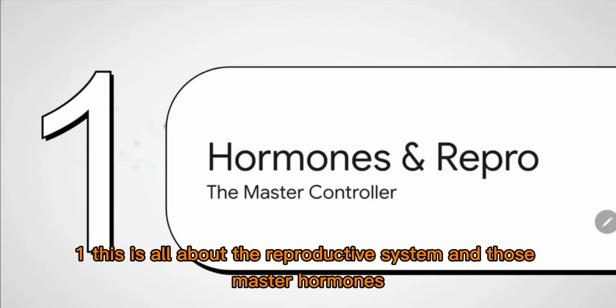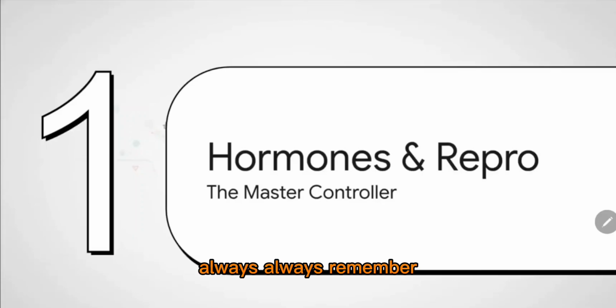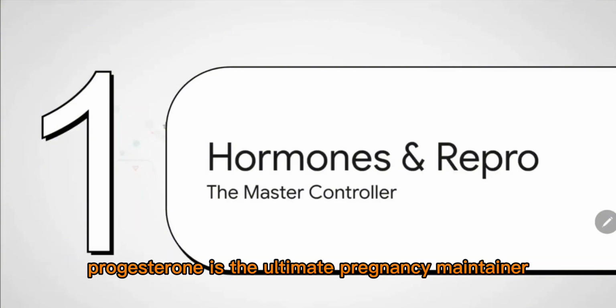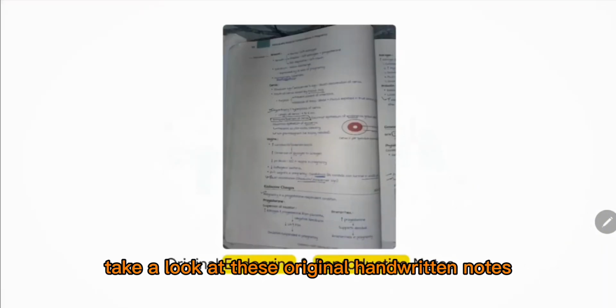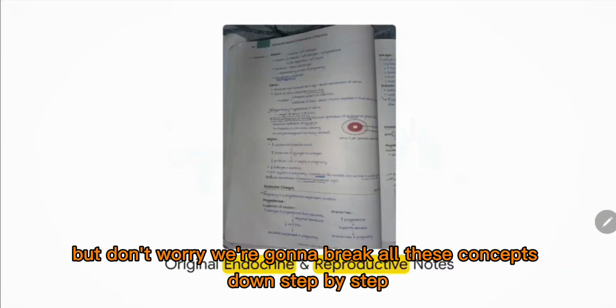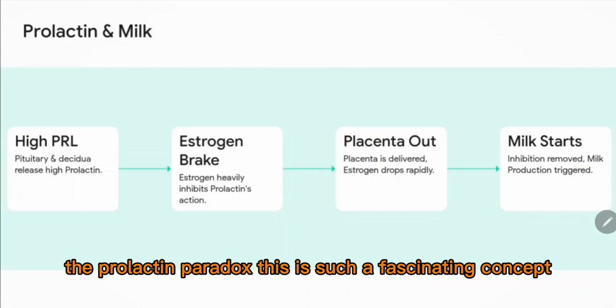All right, Section 1. This is all about the reproductive system and those master hormones. Always remember, pregnancy is fundamentally a progesterone-dependent condition. Progesterone is the ultimate pregnancy maintainer. Take a look at these original handwritten notes mapping out the endocrine changes. It's a lot of dense material, right? But don't worry, we're going to break all these concepts down step by step so the fundas are absolutely crystal clear for your MCQs.